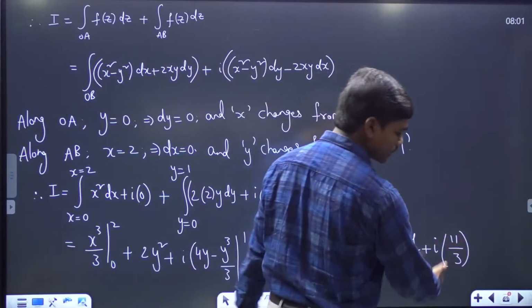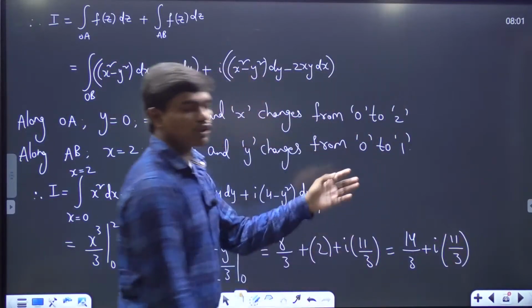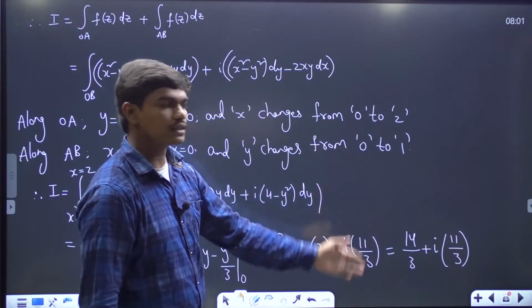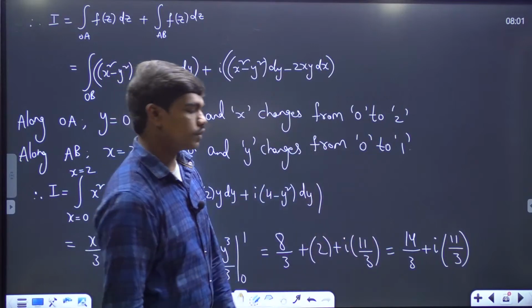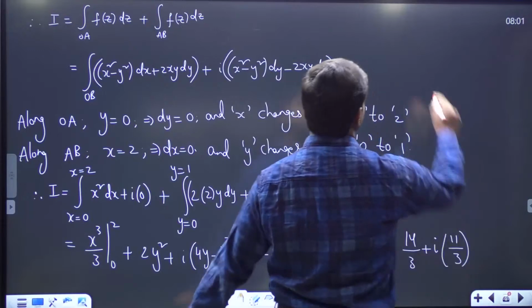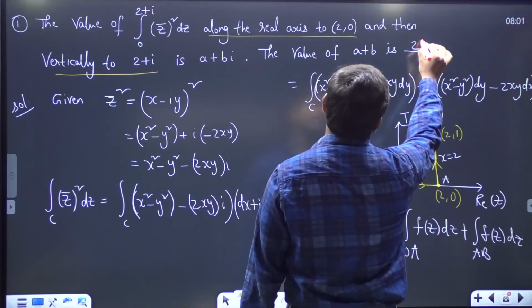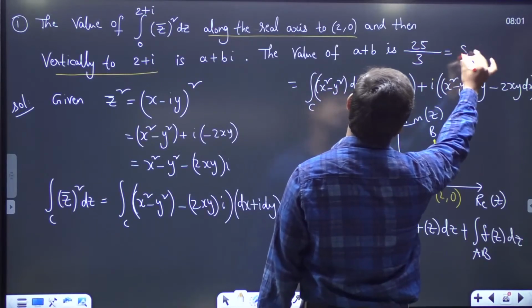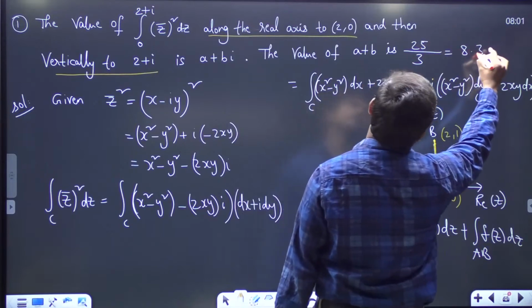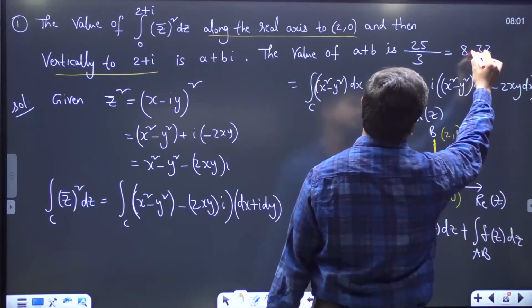So this is given as a plus ib. So the value of a plus b is 14 by 3 plus 11 by 3, which is 25 by 3, and which is 8.33. So the answer is 25 by 3, which is equal to 8, 3 8s are 24 and we have 1 left. So 8.33. You can round off to 2 decimals.